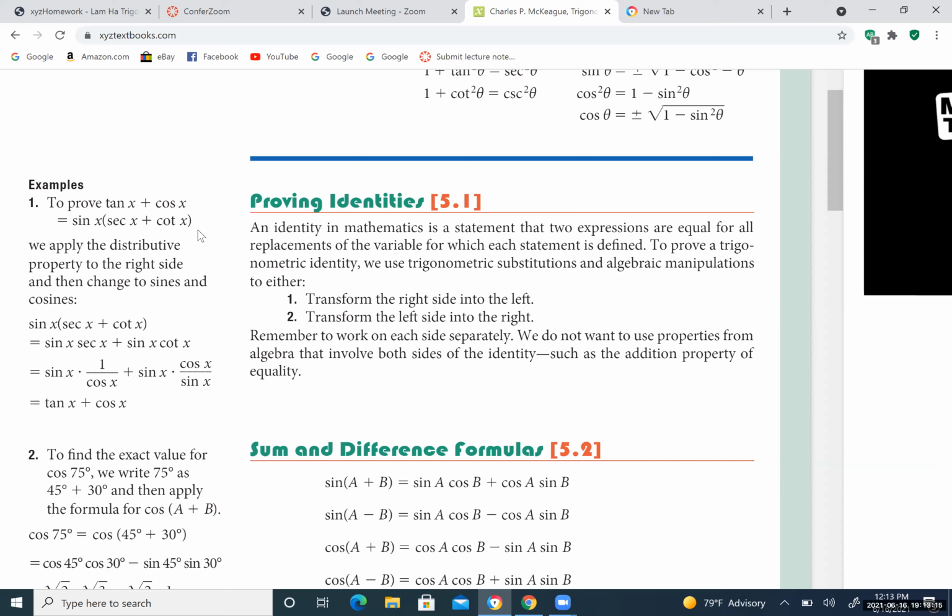So we always start from the complex side, and then make the complex side become simple. In this case, the right side is the complex side, so we're going to start from here. We're going to start from sine x times secant x plus cotangent x. We break these terms, secant and cotangent, down, and then using algebra, we do it. Or you can distribute it and then break it down, then reduce. You can do it that way as well.